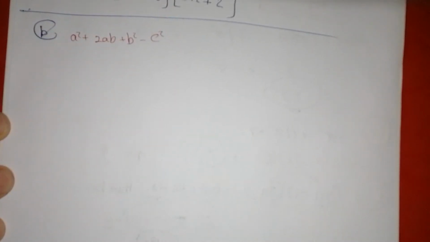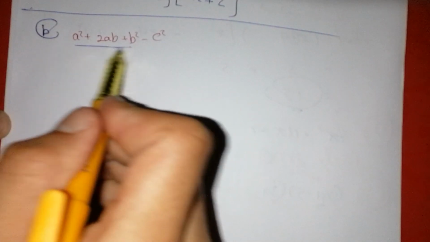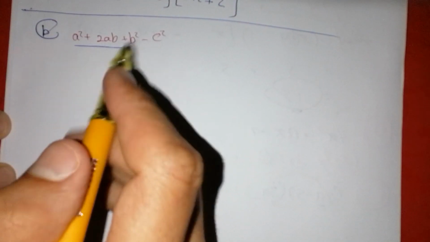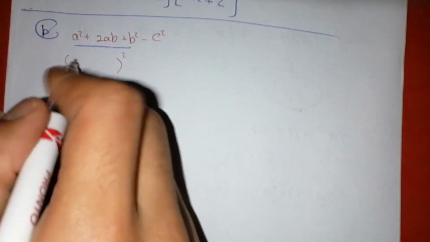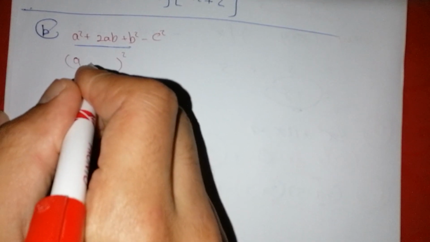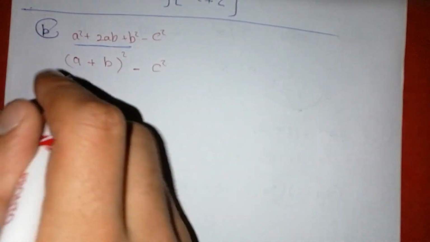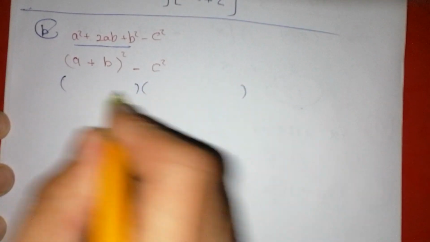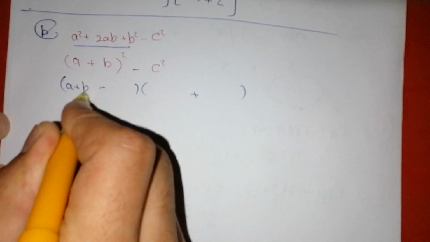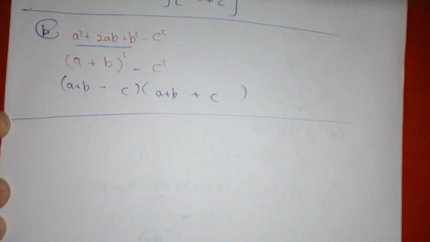And then we have the second question, number B: a squared plus 2ab plus b squared minus c squared. Yes, I'm hearing someone saying the first three terms can be factorized as what? Yes, as a complete square. Let's factorize it: one bracket and the power is 2, the first term is a, the middle sign is plus, and the second term is b. So negative c squared. Again, we want to factorize it as a difference between two squares. We have two brackets, one of them minus and the other plus, and the first term is a plus b and the second term is c. And that's the end of factorization of this question.